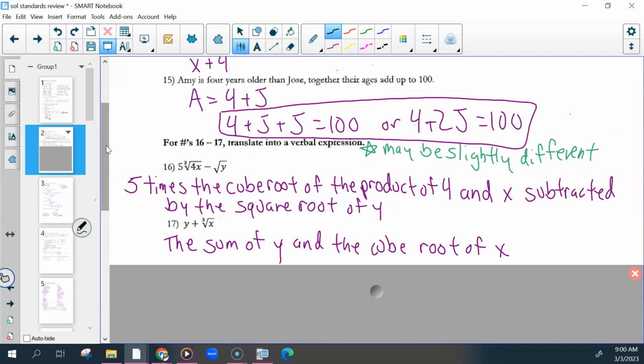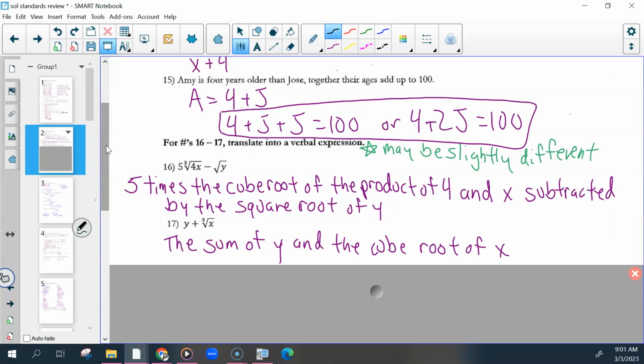So 5 times the cube root of the product of 4 and x. If you wanted to say 5 times the cube root of 4 times x, that'd be fine. And so the cube root of this, and x subtracted by or minus. If you said less than, that would have to go in front. The square root of y.